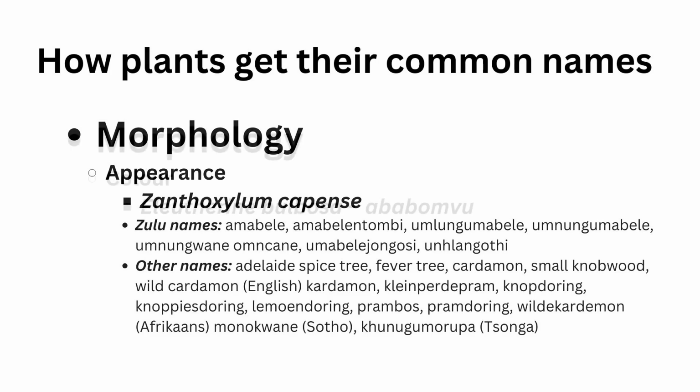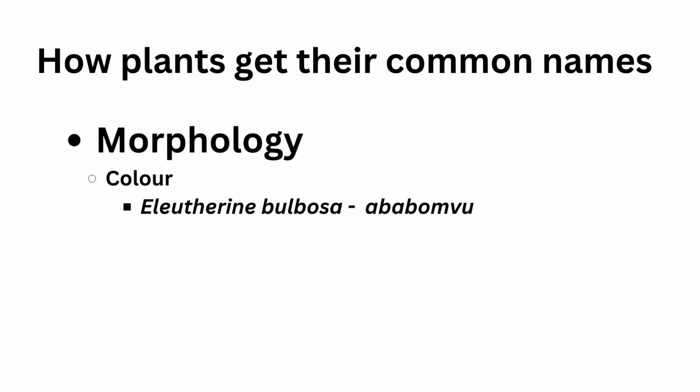A plant can get its common name based on the color of either the leaves, the fruits, the bark, or the roots or bulb. For example, amabomvu is a perennial herb known scientifically as Eleutherine bulbosa, and it got the name amabomvu from the fact that it has a red bulb that resembles red onion. The red bulb is used to treat menstrual pains and high blood pressure, just to name a few.